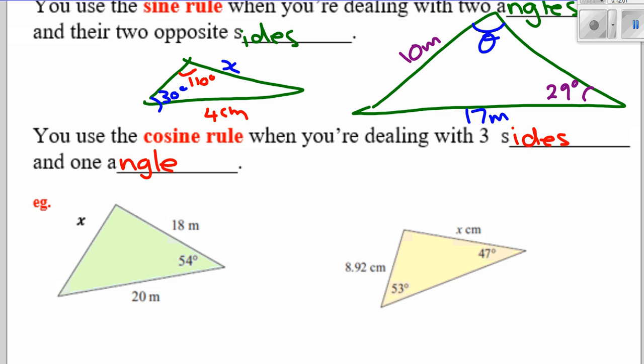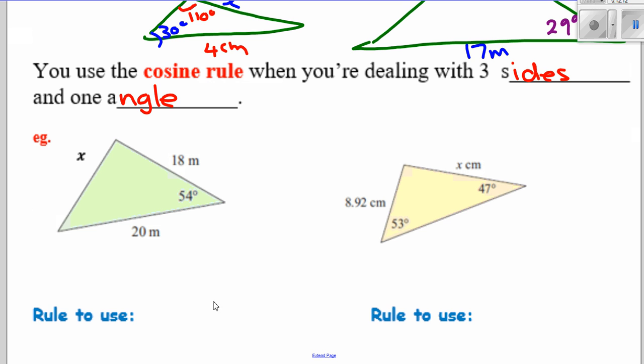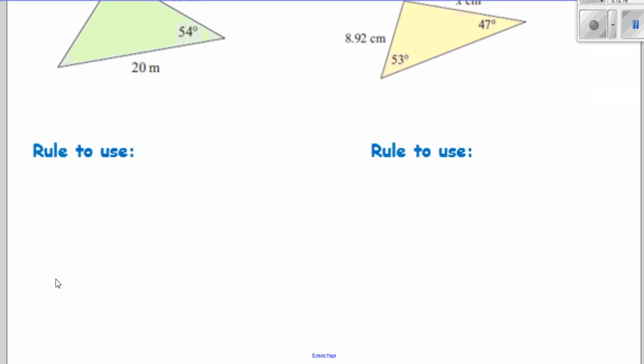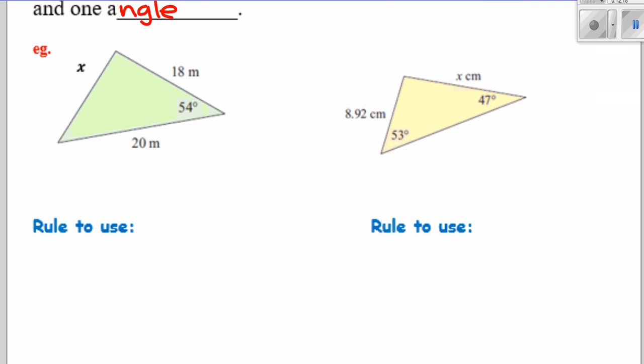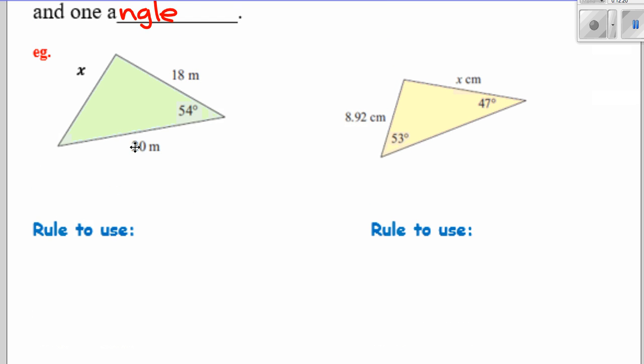So then I've got some examples, and I want you to pick which rule to use. Here's 2 examples, and I want you to work out which rule we use. For the first one, do we have side, opposite angle, side, opposite angle? No. Katie, what would you use for this one?